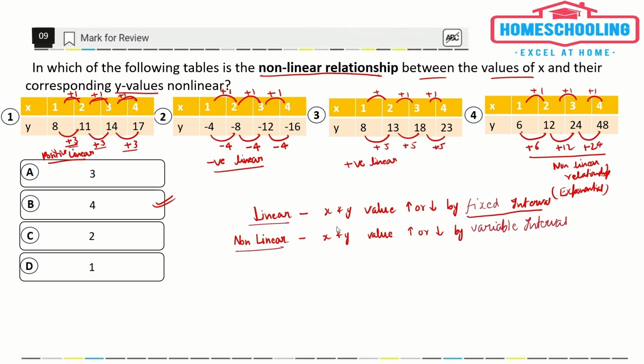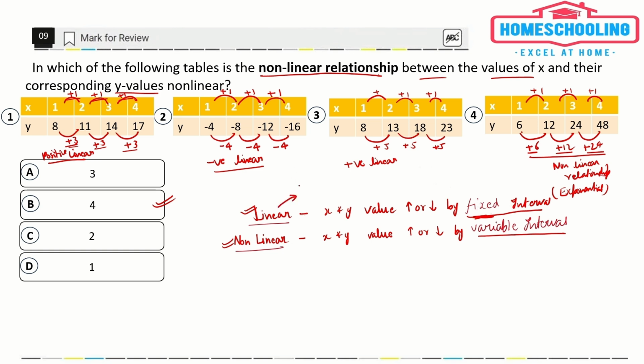To sum up linear and non-linear relationship, in a linear relationship, x and y values increase or decrease by a fixed interval. As we can see here in the first 3 tables, x value and y value are increasing at a fixed interval. And in a non-linear relationship, x and y values are increasing or decreasing by variable intervals. As we can see here, first it is increasing by 6 units, then 12 units, then 24 units. So it is a variable interval. So whenever x and y values are increasing or decreasing by a variable interval, then it is a non-linear relationship. When x and y values are increasing or decreasing by a fixed interval, then it is a linear relationship.